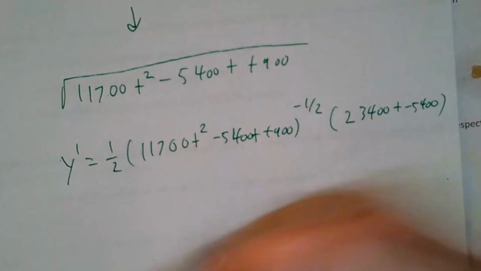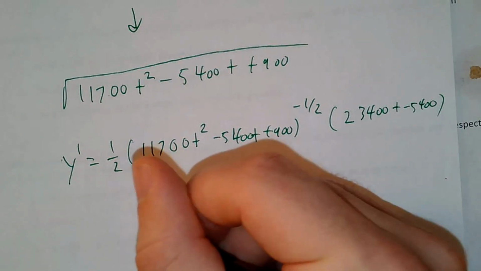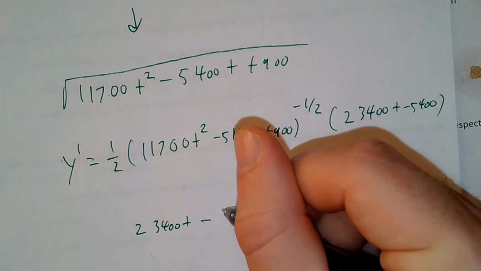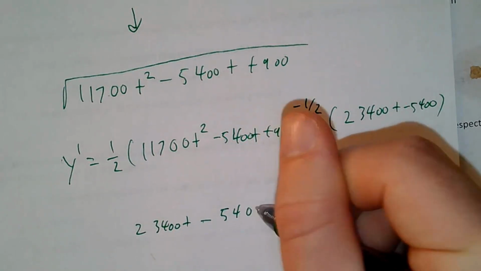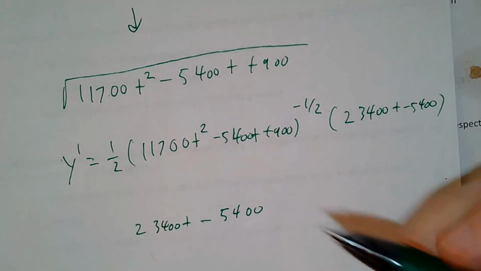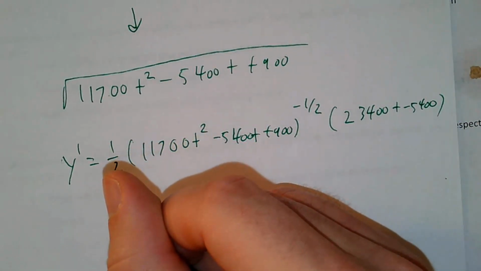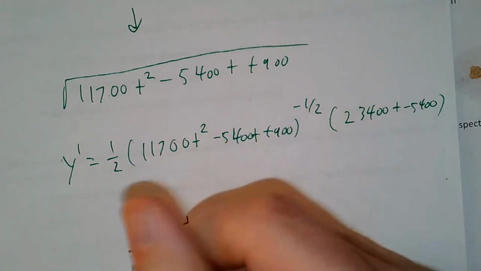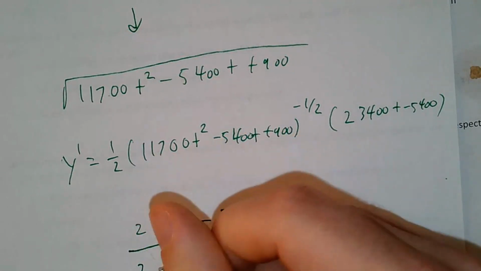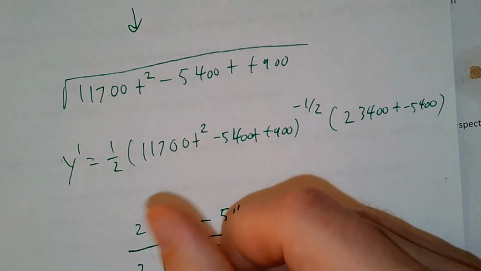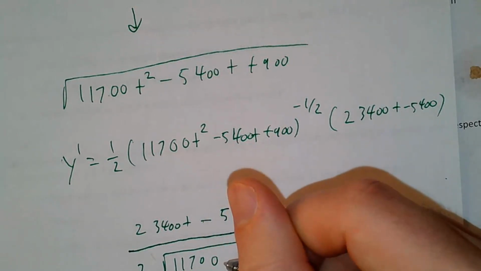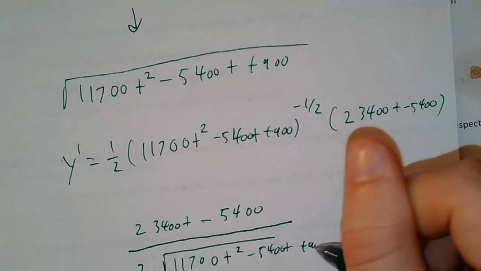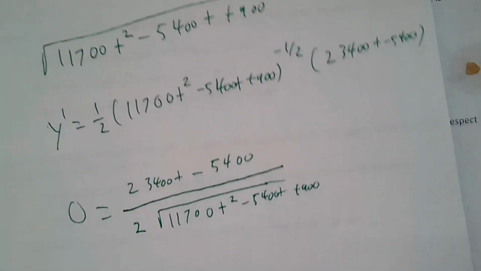When we simplify this, it looks like (23,400 t minus 5,400) all over 2 times the square root of 11700 t squared minus 5,400 t plus 900. And all this is going to equal 0.